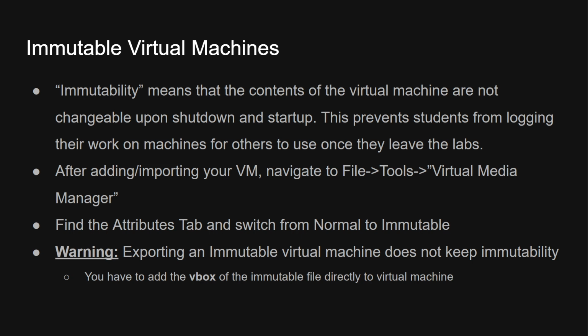And it is worth noting that exporting an immutable virtual machine is not necessarily as straightforward as we thought. So to do this, we need an actual copy of the virtual machine in a VBox file. We can't export through an OVA, because when you import again, it does just lose that immutability tag.